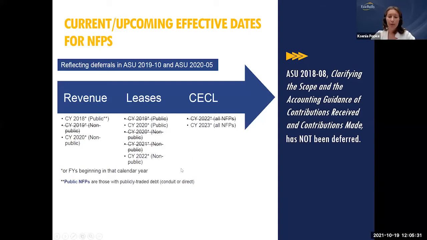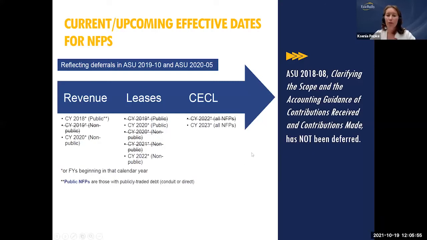For the most part, I will be concentrating on the standards that are effective for non-public not-for-profits. The public not-for-profits are those with publicly traded debt, so sometimes called conduit debt, direct debt. And for the most part, the public not-for-profits have already implemented some of these standards, including leases.